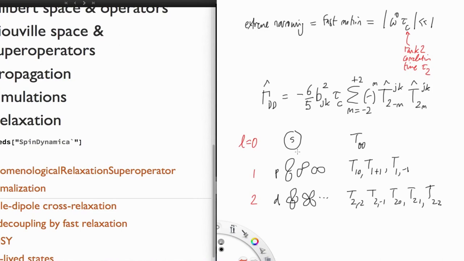So what's happening here is that we have to define the rotation of the molecule in space, and that's done for dipole-dipole coupling by rank 2 spherical harmonics, and that's why the correlation time belongs to the rank 2 spherical harmonics. At the same time we have the operators which describe the interaction between the spins in terms of operators which have convenient rotational properties, and these are the spherical tensor operators.